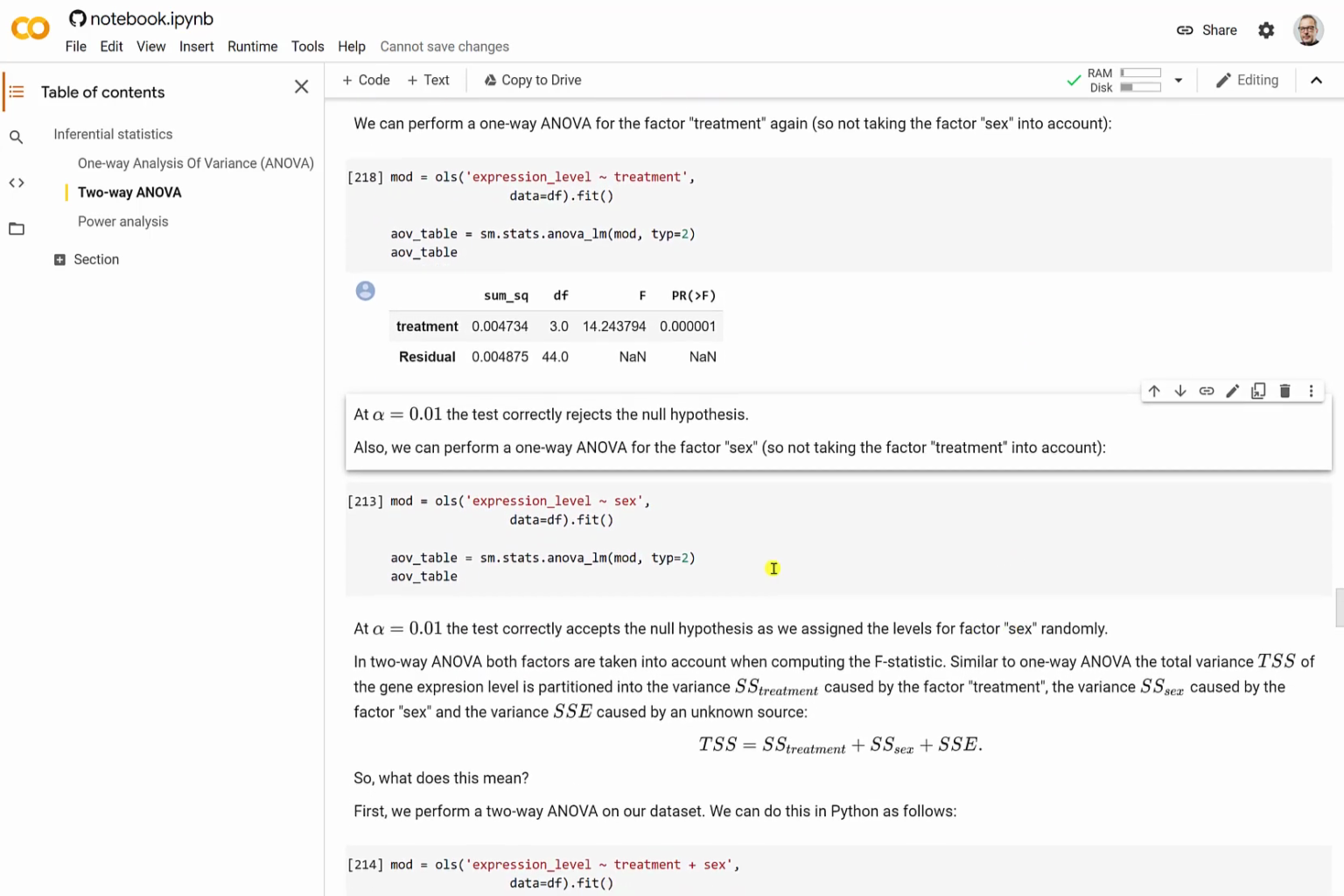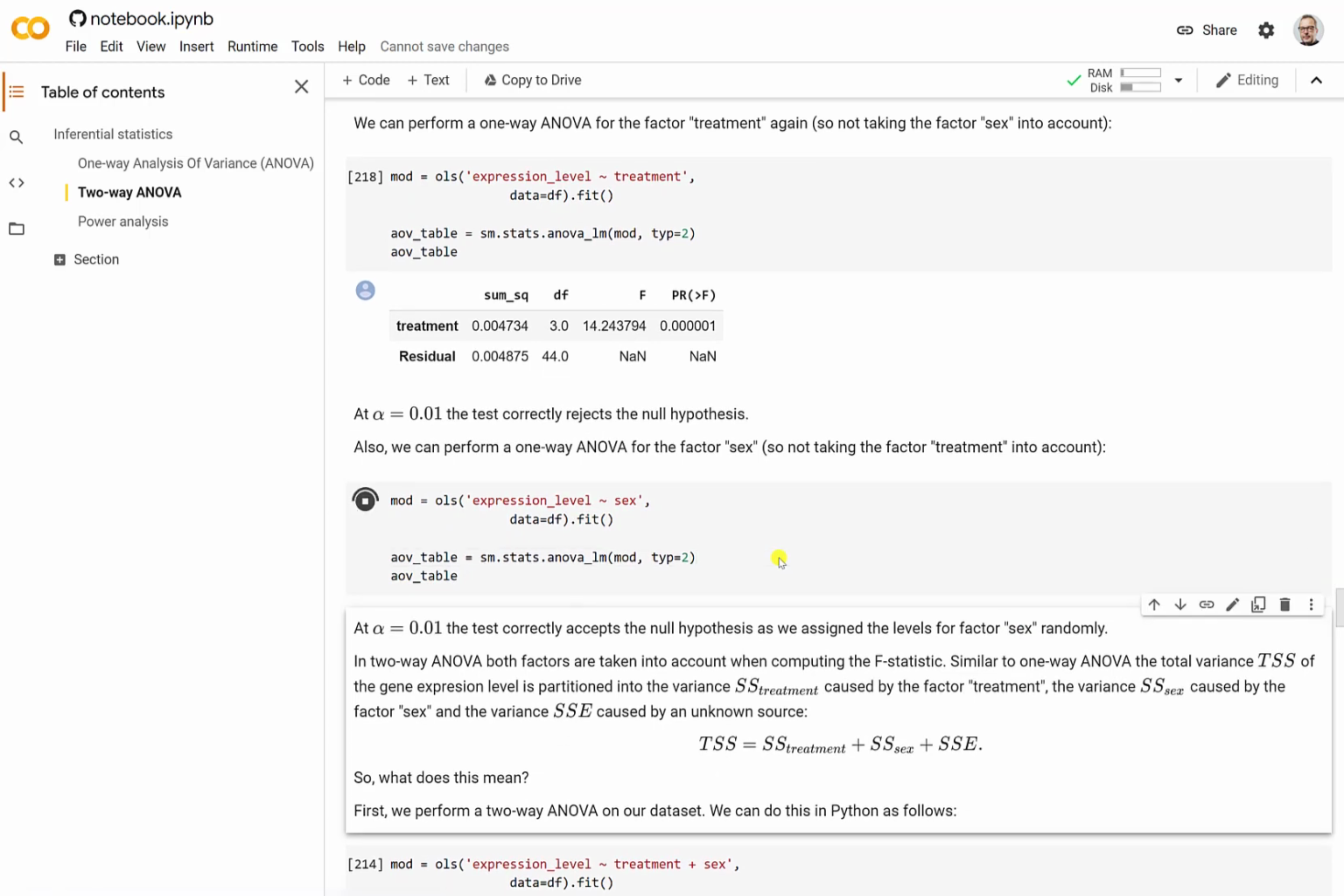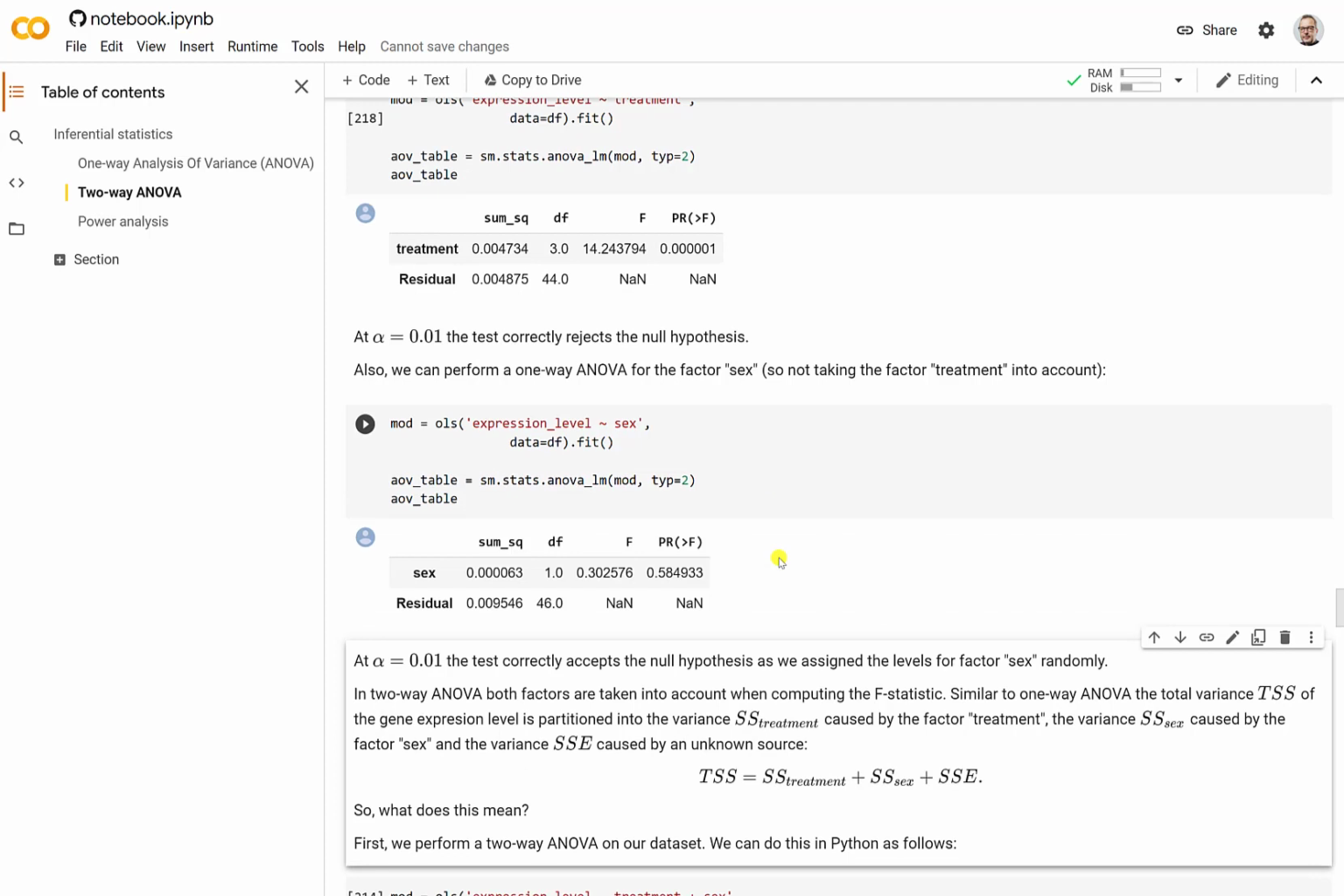So we can do the same thing for factor sex, right? So we do a one-way ANOVA to check for factor sex, and what you obviously expect is that we get a very high p-value because we just randomly assigned male or female to the observations.